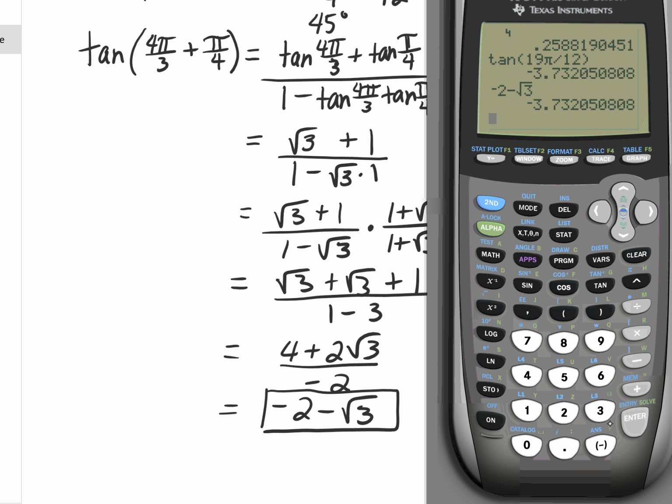Okay, and that's the end of this video. The second one is going to take a look at finding the values using the triangles with the sum difference and also the double angle identities.